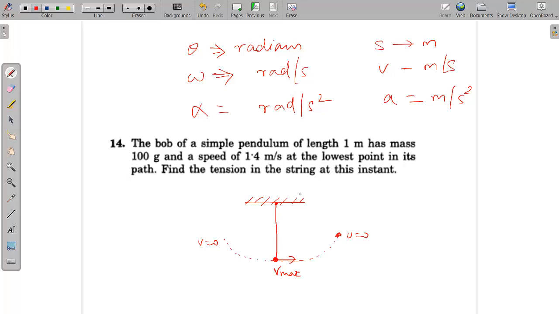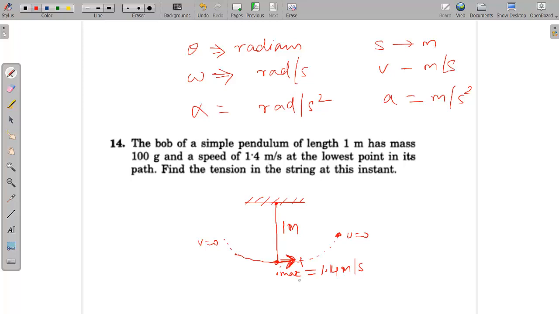The velocity will be there, but we assume that this is moving in a small circle, so this is part of a small circle, an arc of a circle. And the velocity at this particular point is given as 1.4 meters per second. The length of the string will be the radius, right? So we assume this was moving in a circular motion, and at this particular point the velocity is there.